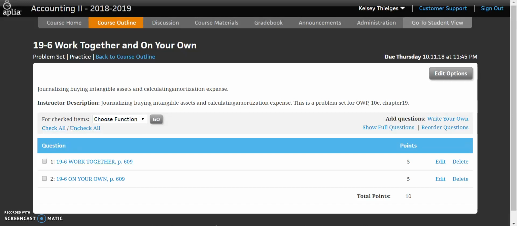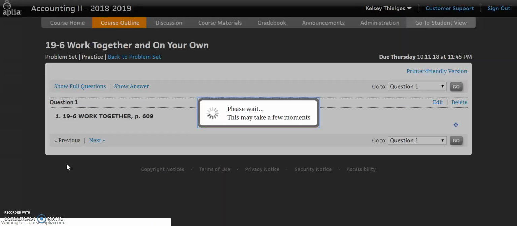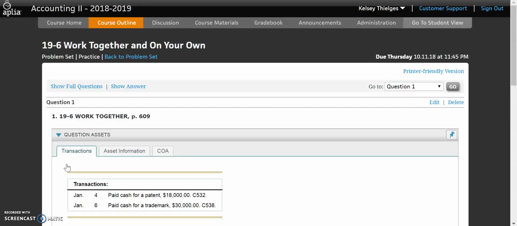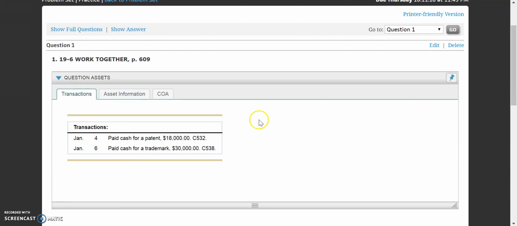Okay, let's do our last and final work together of chapter 19.6, buying and then recording amortization for our intangible assets. So we have a couple of things in our question asset thing here. We've got January 4th, we paid cash for a patent, and on January 6th, we paid cash for a trademark.